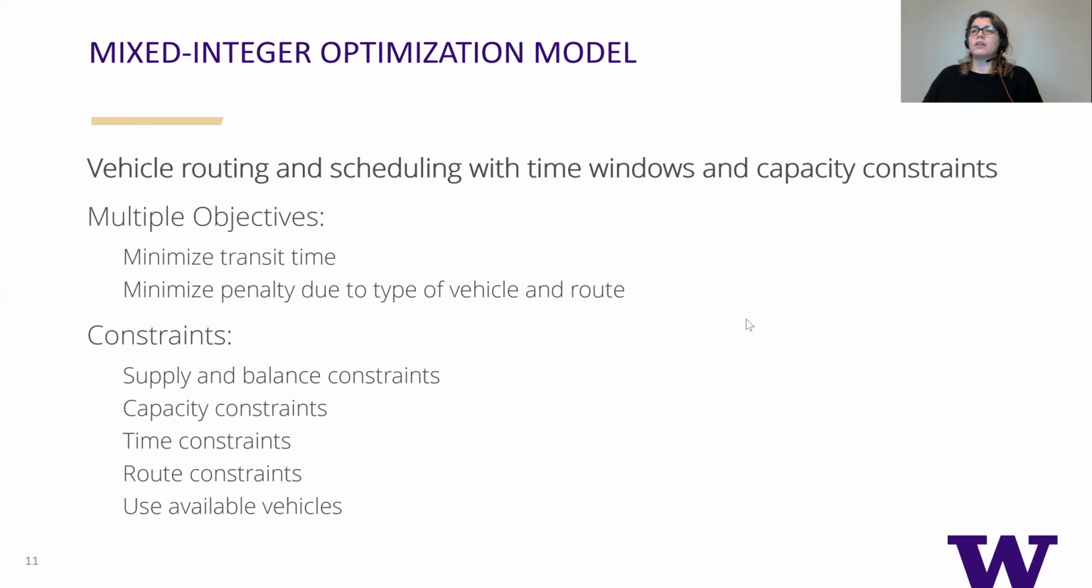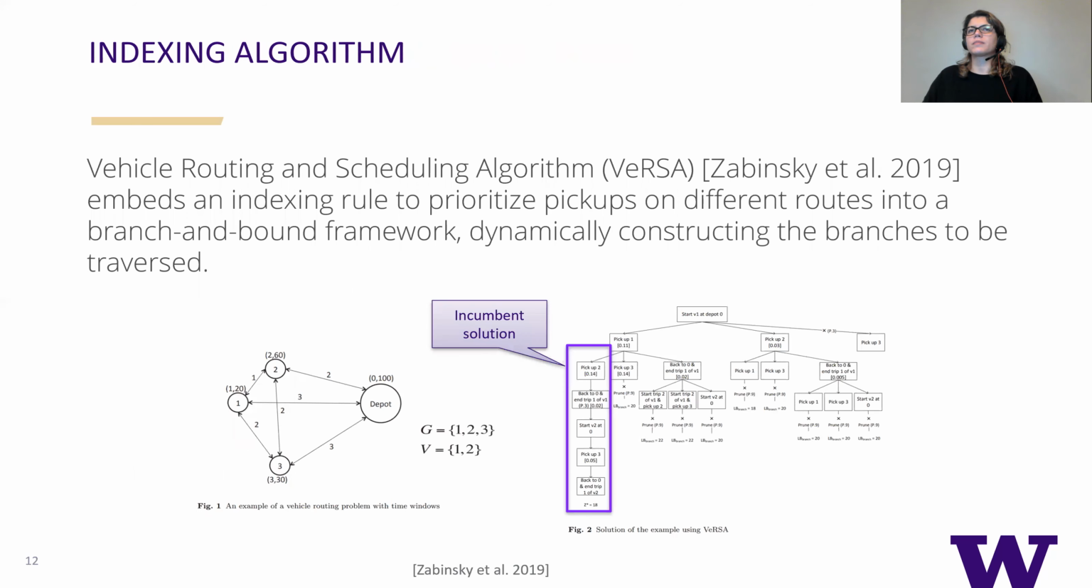However, we know that the vehicle routing problem is an NP-hard problem, and we cannot always guarantee that it's going to be solved fast. It can take hours, even days, to find an optimal solution, or sometimes even a feasible solution. So we decided to use VERSA, an indexing algorithm. VERSA was presented to work with pickup of medical specimens, and we adapted that for vaccine distribution.